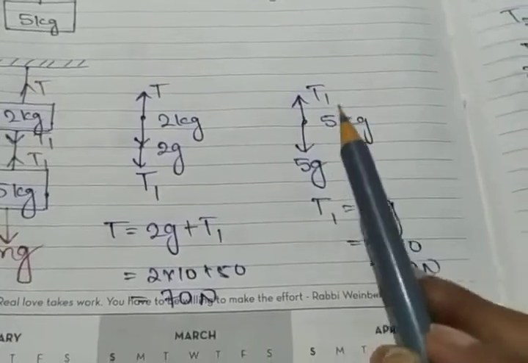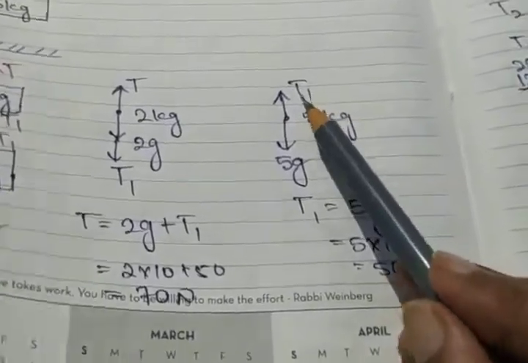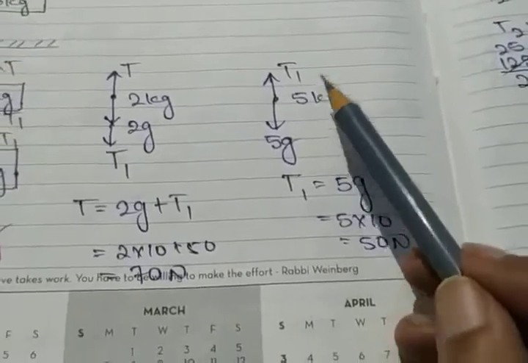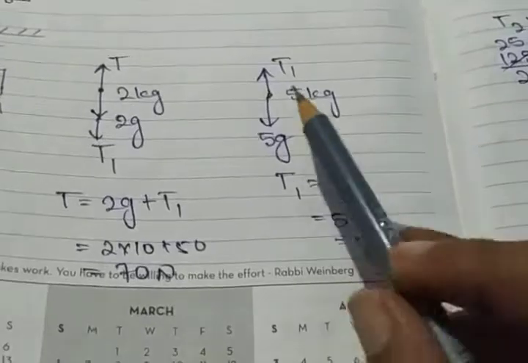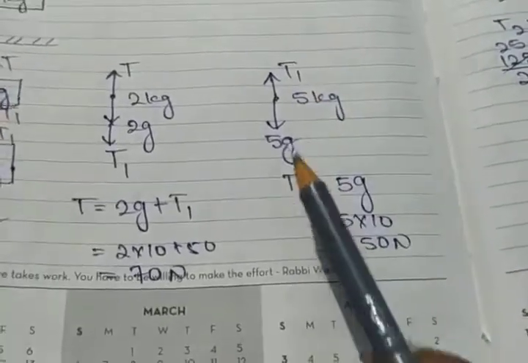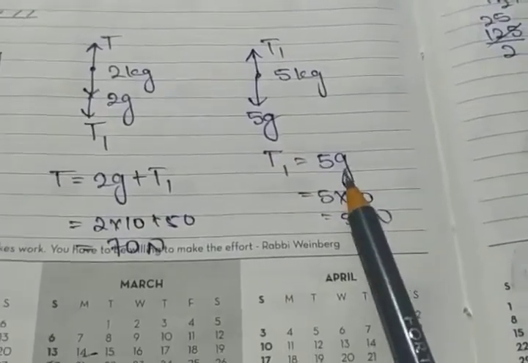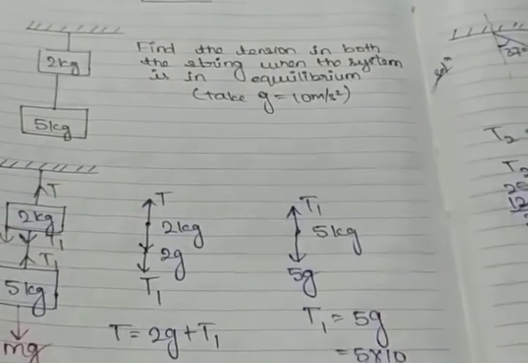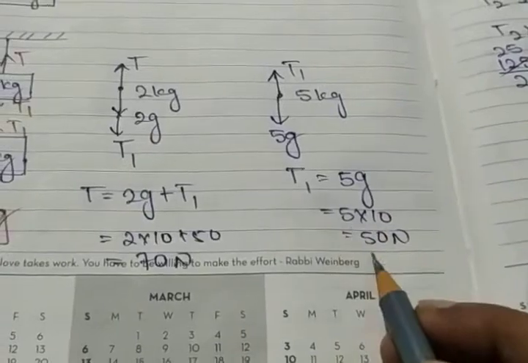Let us begin from here. Since we'll use the first law of motion, opposite forces must be equal, and only then is the system in equilibrium; otherwise it must have some motion. Now when the system is in equilibrium, T1 must equal mg. What is m? 5, so mg is 5 into g. So T1 must equal 5g. The acceleration due to gravity is given as 10 meter per second square. We'll consider it to be 10, so 5 into 10 is 50.